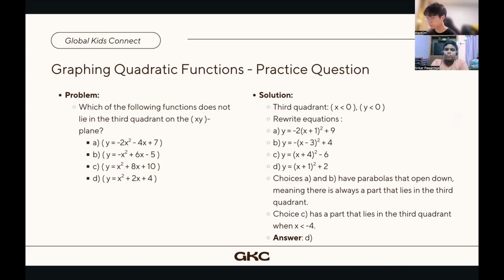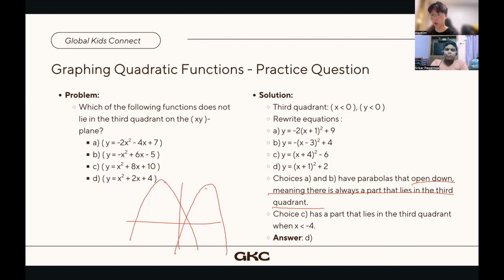And so the solution actually did a different approach utilizing vertexes. This is also a correct and valid method. You can also utilize the x solutions that we found within the solution we just covered. And so we can see that A and B have parabolas that open down, meaning there is always a part that lies in the third quadrant. And so this is true. So no matter where the vertex is, you can be here or you could be here.